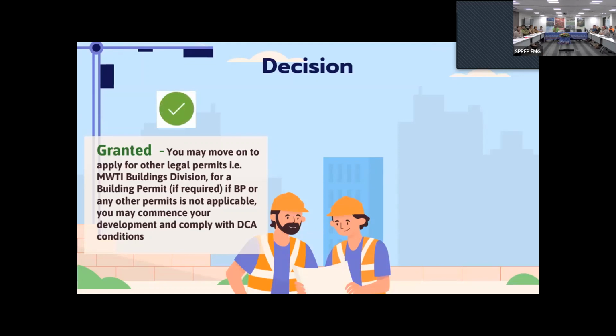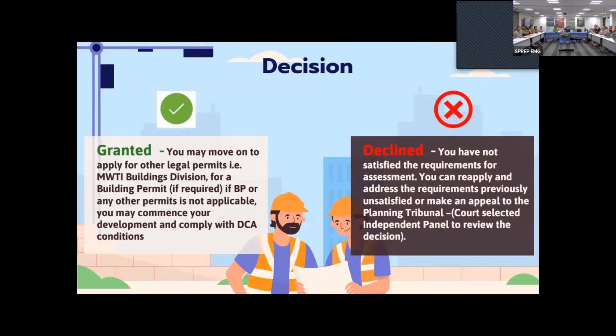However, very rarely, the decision will be to decline your application and not give you a development consent. And this is usually because the developer has not satisfied the requirements of assessment, either due to missing things or several requests that have not been adhered to. And here the options are, you can go back and look for the information that's needed, prepare it well, and then reapply for a DCA for another assessment.